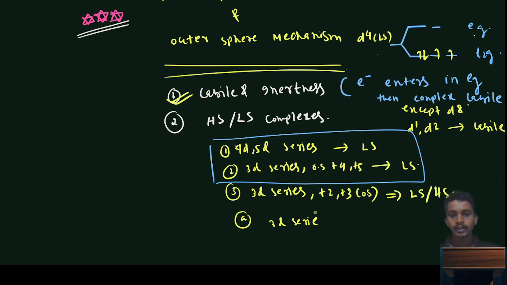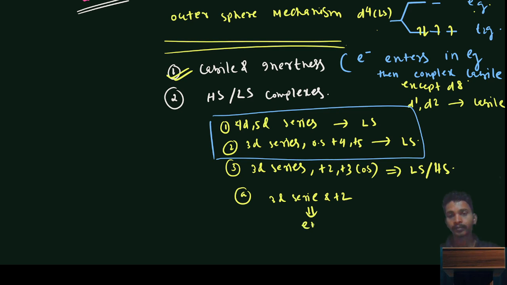Okay, so for 3d series with plus 2, in the spectrochemical series, up to en, including en, all are high spin complexes. After en, all are low spin complexes. So up to here high spin complexes, then low spin complexes will start. And if it is 3d series and plus 3 oxidation state, then up to water all are high spin complexes. After that, low spin complexes.